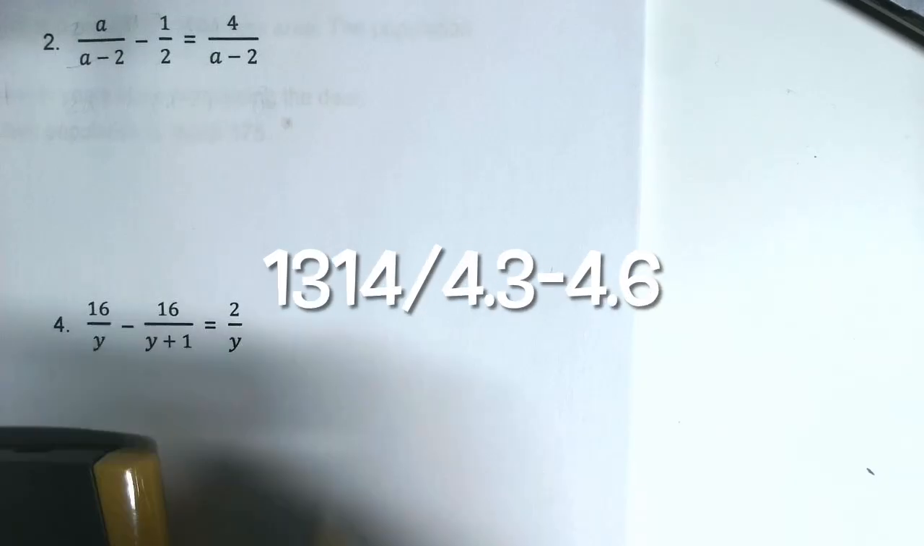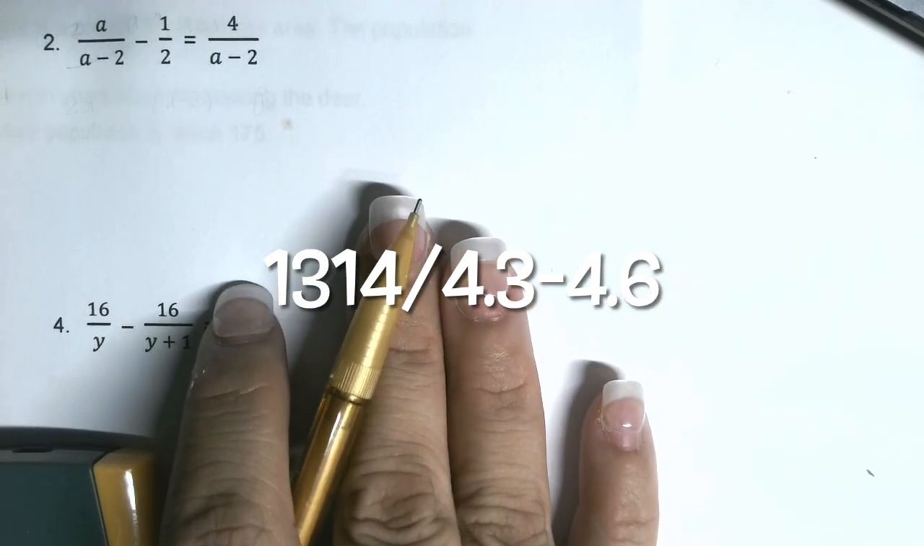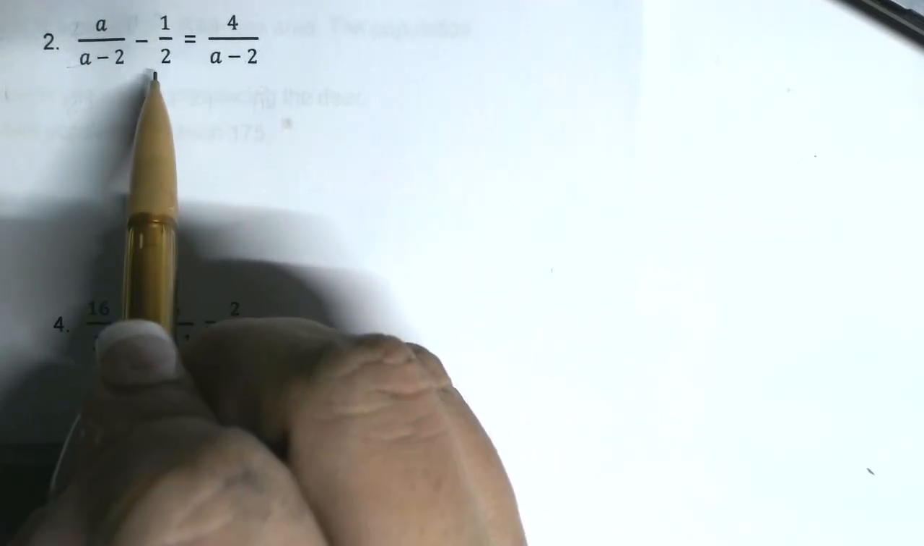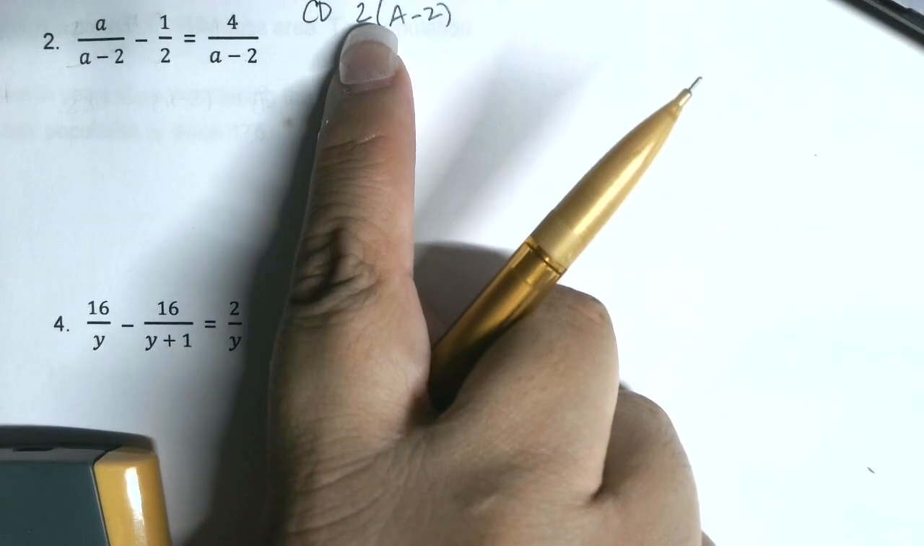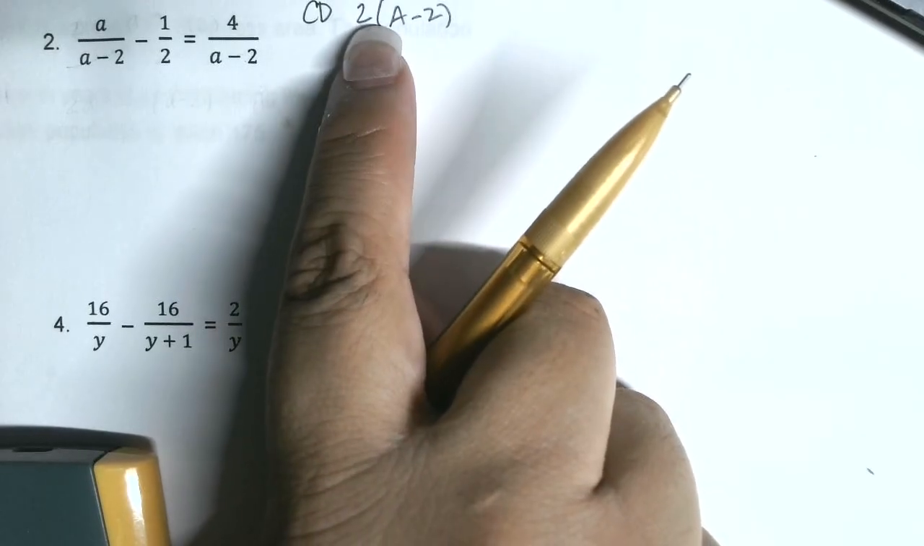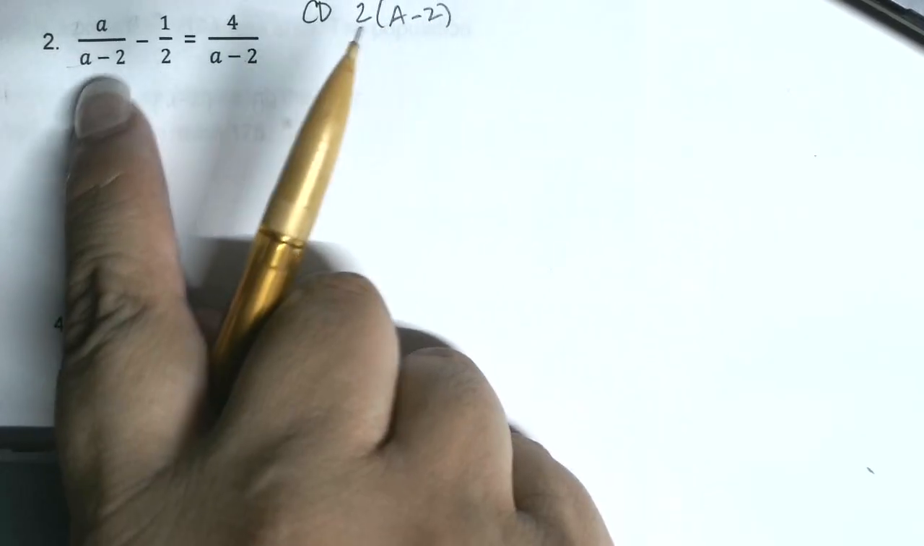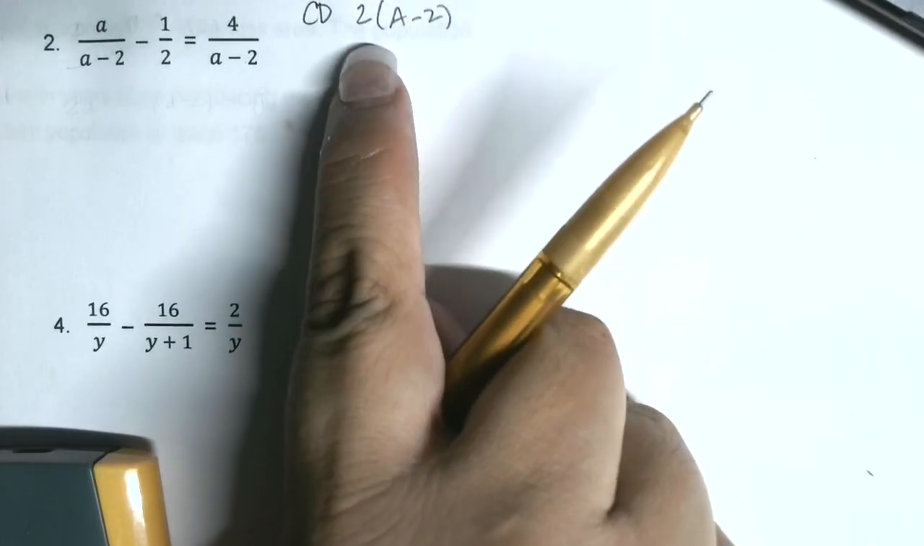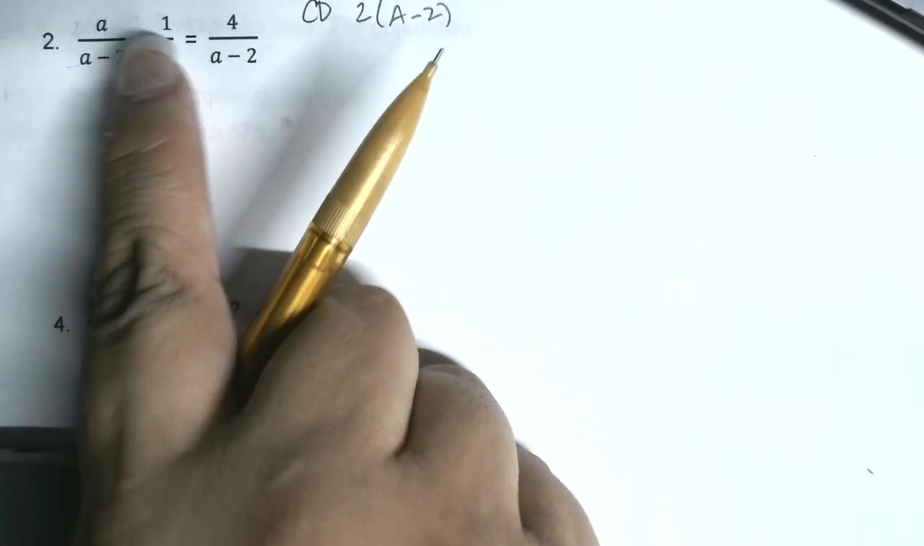This is page 86. So for number 2, we have to find the common denominator. I have an a minus 2, and then I have a 2. So the common denominator is going to be 2 times a minus 2. Now, what's unique about this is that there's two terms, but they're multiplied together. And so if I have an a minus 2, I don't need the a minus 2, I just need the 2. So the a minus 2 will eliminate.